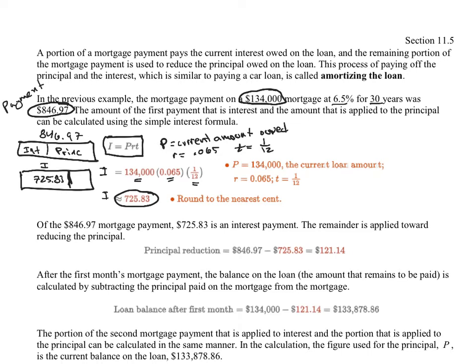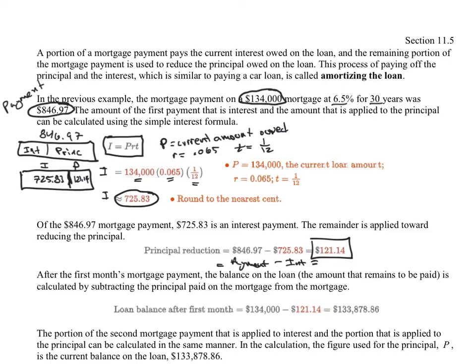So the question becomes, how do I find what goes towards principal? Well, to find what goes towards principal, I do the payment amount minus the amount that has to go towards interest. So the payment amount was $846.97. The amount that went towards interest was $725.83, leaving us a total of $121.14 that goes towards the principal balance of the loan.